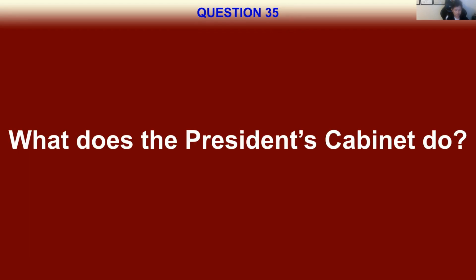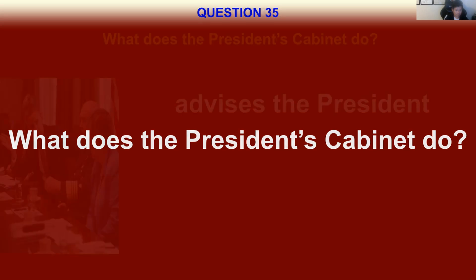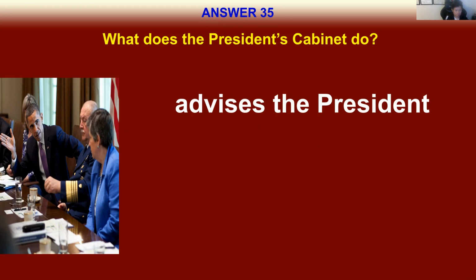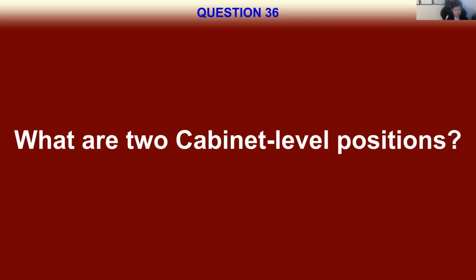What does the President's Cabinet do? Advises the President. What are two cabinet-level positions?